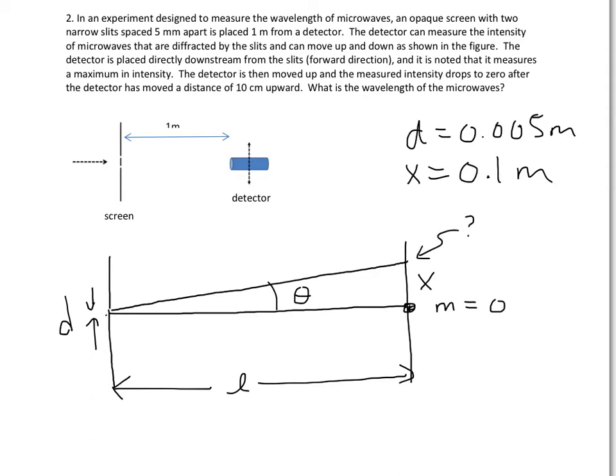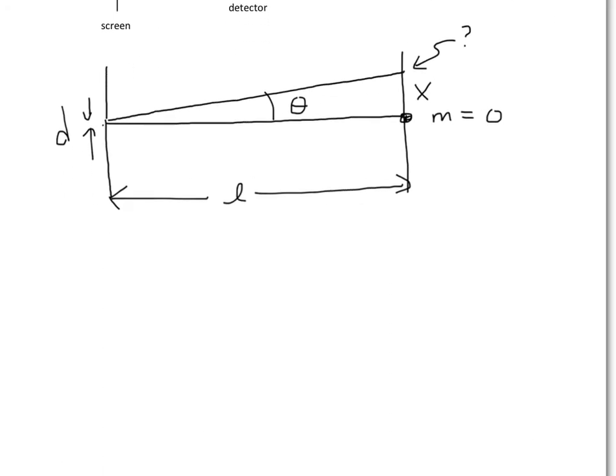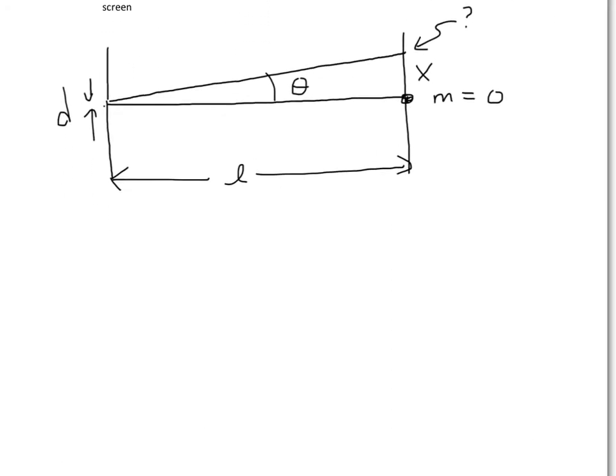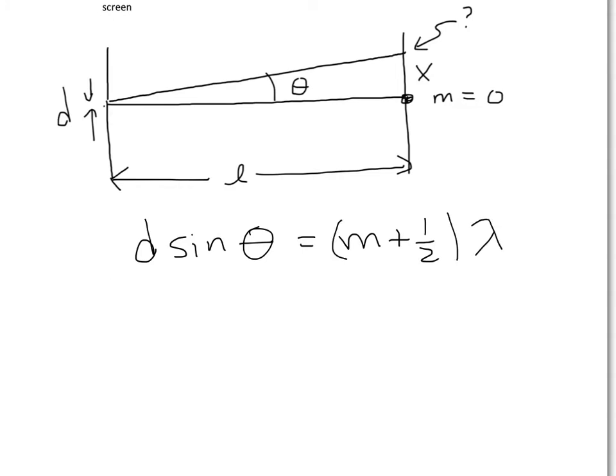What is it? Well, it tells you that the intensity is 0 here when it moves up 10 centimeters. So that's actually a point of destructive interference. So we have to use the formula for the conditions of destructive interference. So let me go ahead and write those down now. So that formula is d sine theta equals m plus 1/2 times lambda.